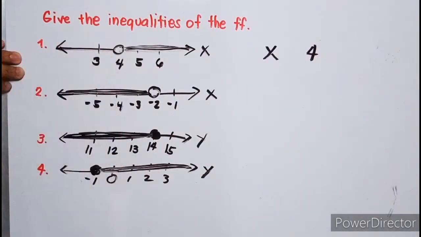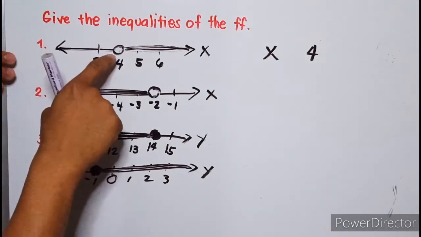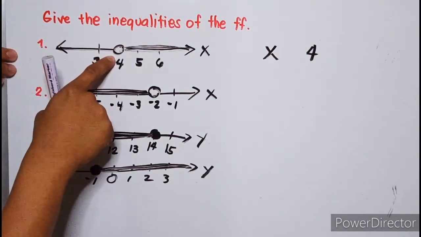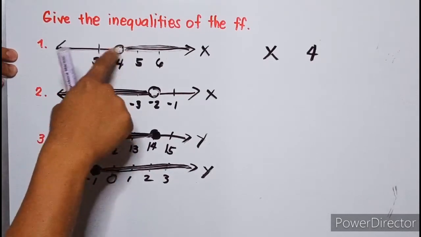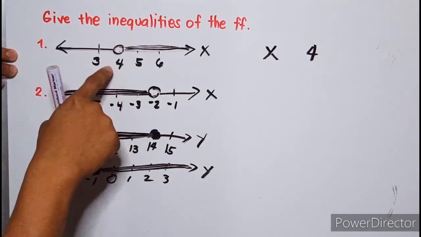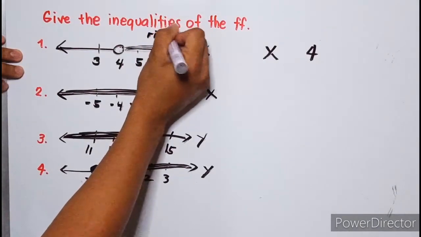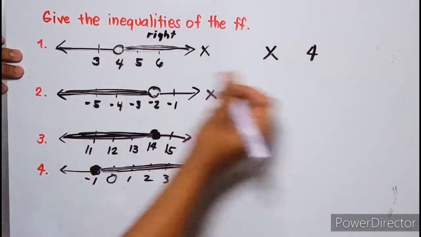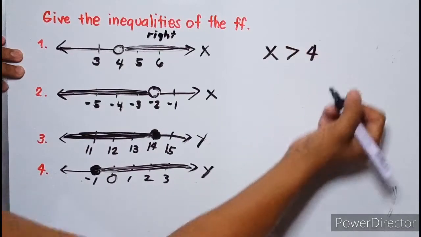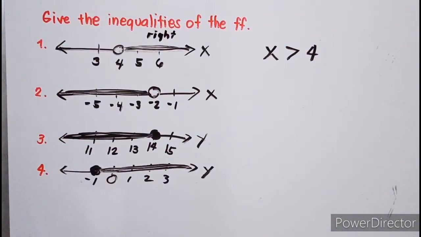Then, is 4 included? It is a clear circle. So, hindi siya dotted or hindi siya shaded, hindi siya kasali. Then, it goes to the right. So, pag to the right, meaning x is greater than 4. And that is the answer for number 1.